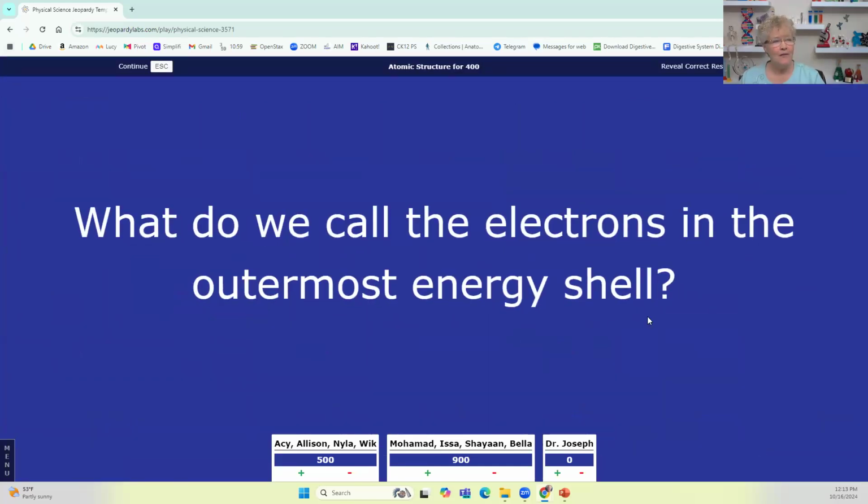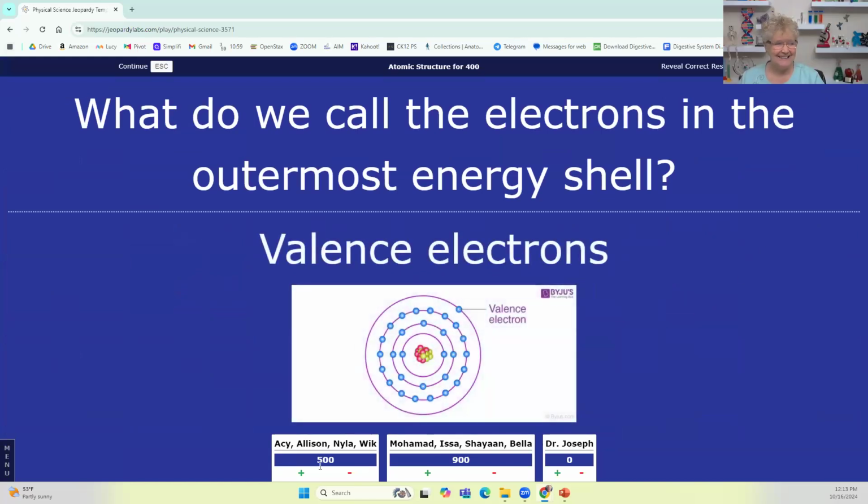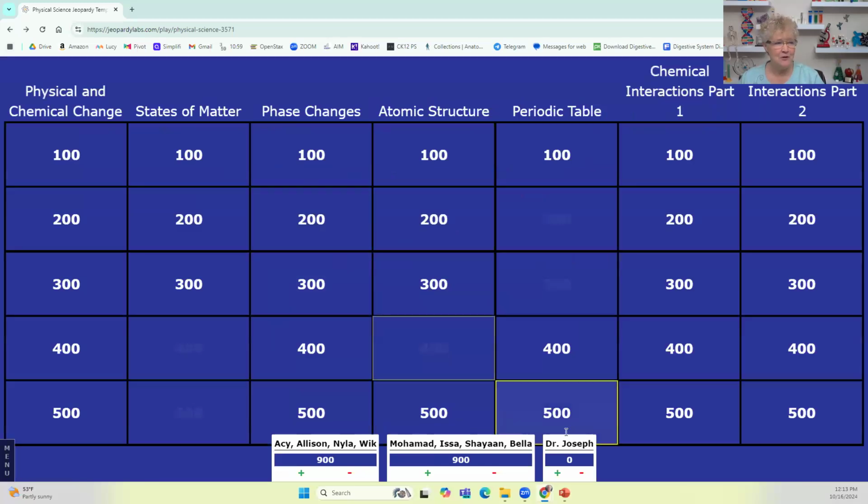All right, Nyla, what do we call the electrons in the outermost energy shell? Valence electrons. Very good. They are valence electrons. All right, great job. Now we are to team 2 and Bella.